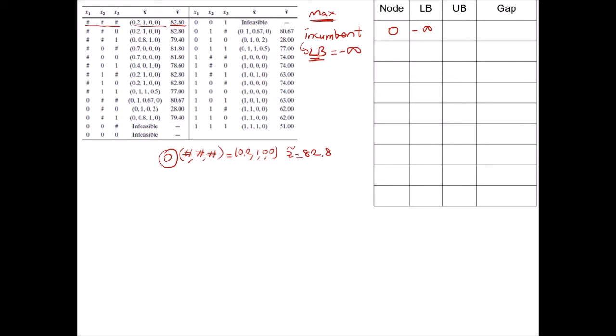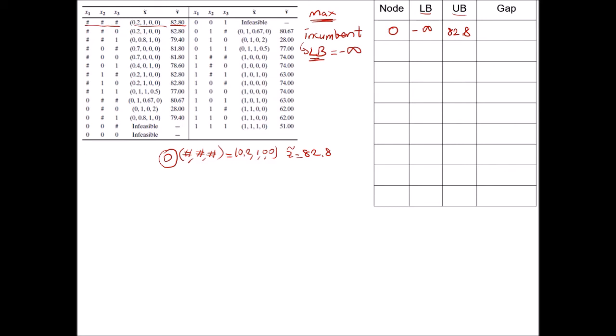And for a maximization problem, best possible is the highest possible, largest possible value. It means that it is the upper bound. So I'm going to record the upper bound here. So this LB and UB represents the lower bounds and the upper bounds. And we are going to record the gap values between the lower and upper bounds.